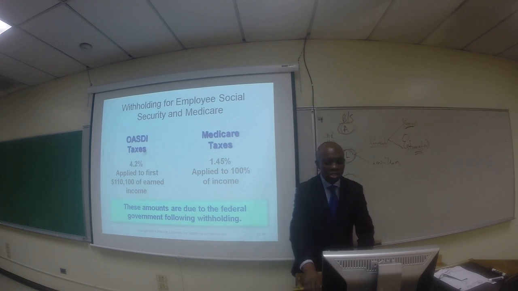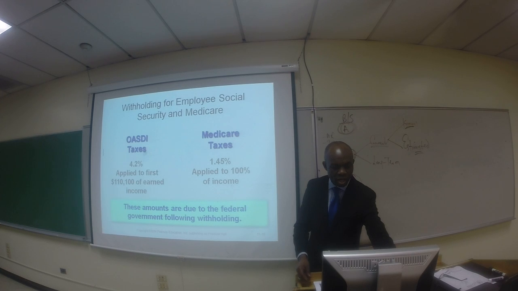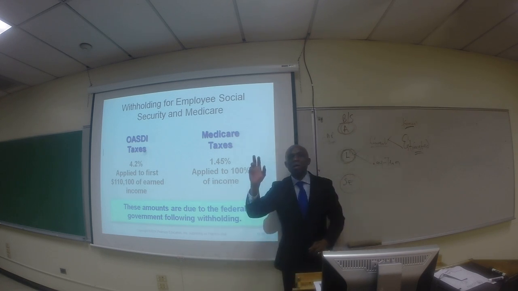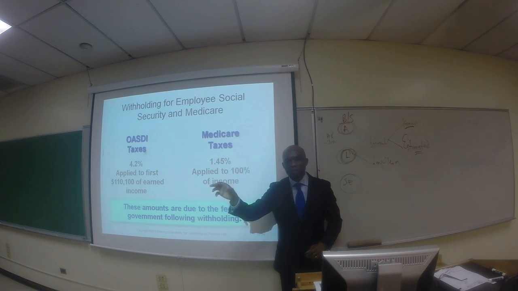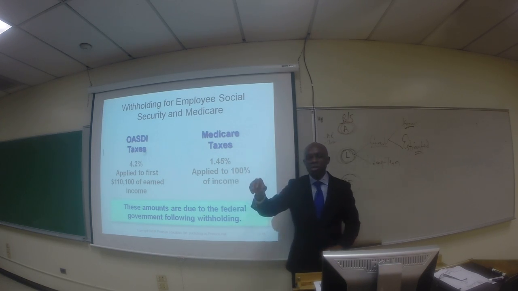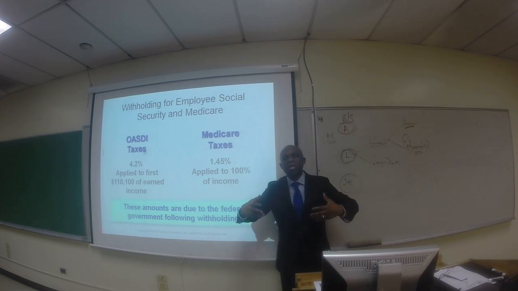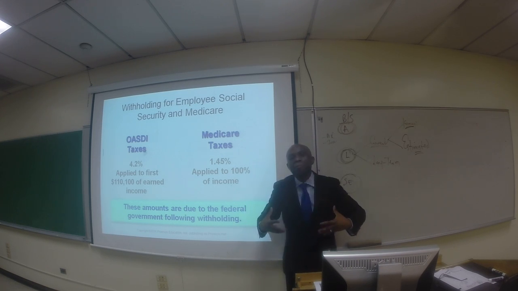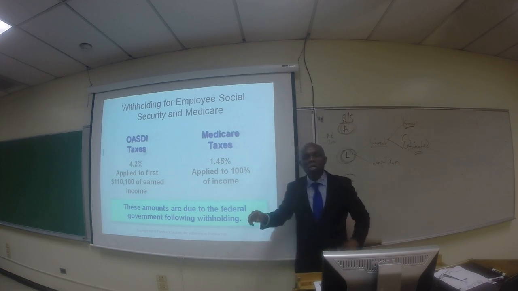So moving along, let's take a look at withholding for employee Social Security and Medicare tax. We did talk about this a minute ago. Social Security tax, otherwise known as FICA, which stands for Federal Insurance Contributions Act, is the federal government imposed tax on us. And when we get to Social Security age, we get the benefit of that. It's actually a federal government imposed retirement plan for all of us.